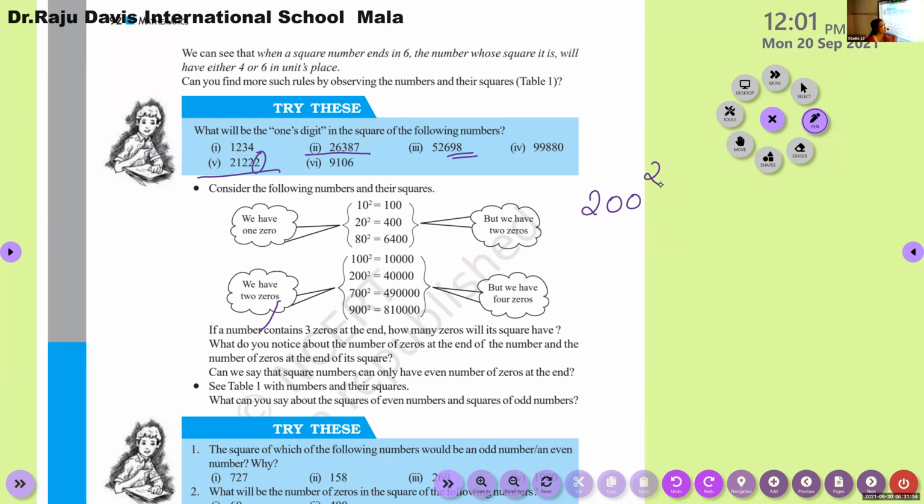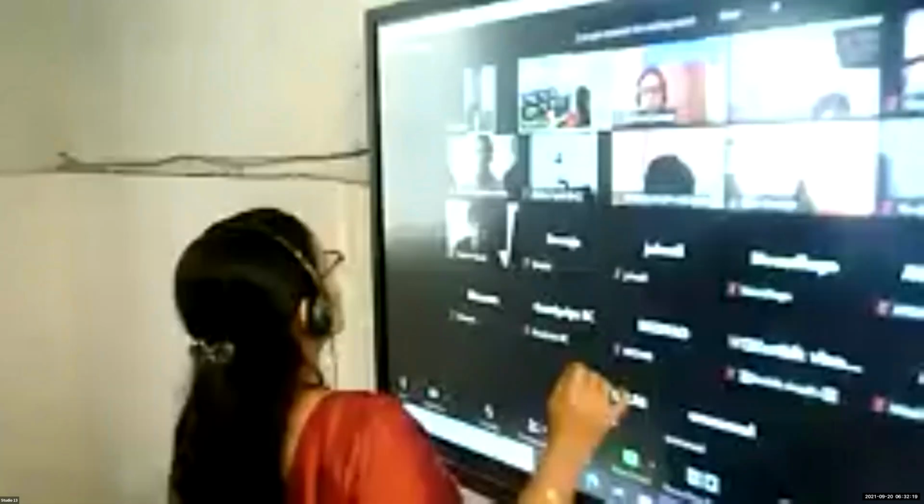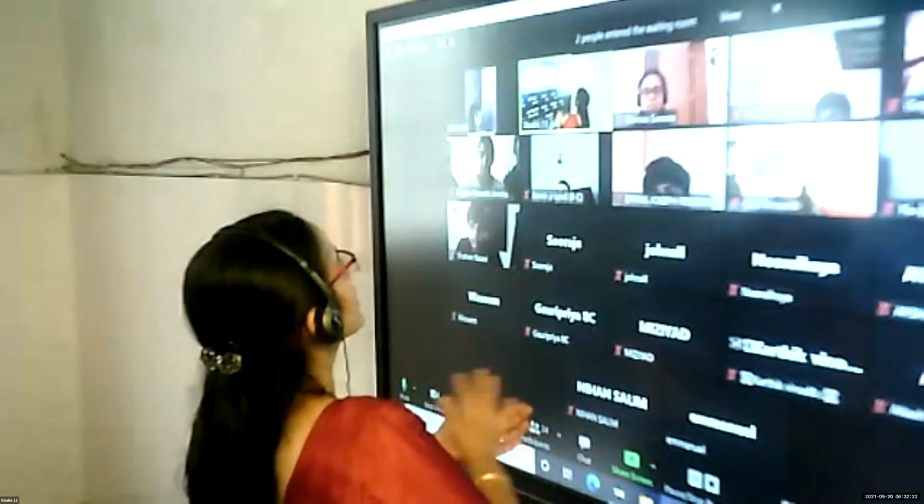Its square. Think, Albin. Okay, leave it. Louder, a little bit louder. Albin, how many zeros in 10? Number 10. How many zeros are there in 10? Where is Albin? Albin, say.